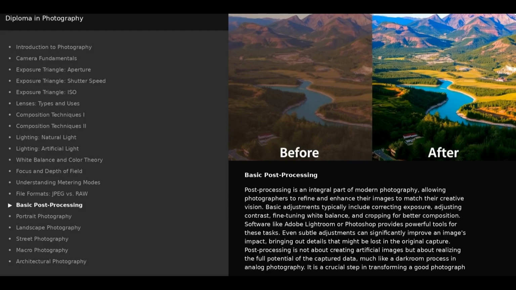Basic post-processing. Post-processing is an integral part of modern photography, allowing photographers to refine and enhance their images to match their creative vision. Basic adjustments typically include correcting exposure, adjusting contrast, fine-tuning white balance, and cropping for better composition. Software like Adobe Lightroom or Photoshop provides powerful tools for these tasks. Even subtle adjustments can significantly improve an image's impact, bringing out details that might be lost in the original capture.